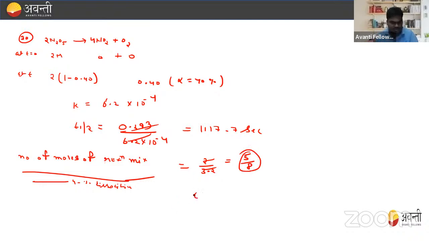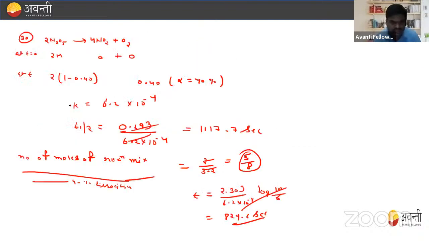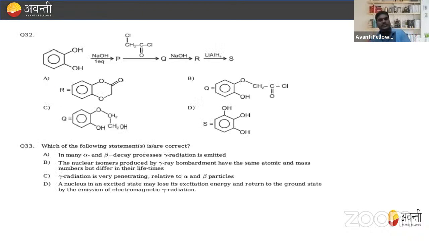So what does t come out to be? t is 2.303 upon 6.2 into 10 to the power minus 4, log 8 by 5, or it comes out to be 824.6 seconds. So this statement is absolutely correct. So statements C and D are absolutely correct, right?